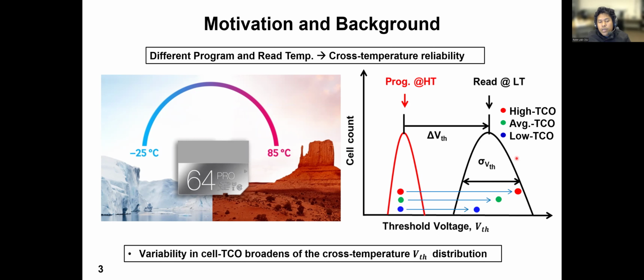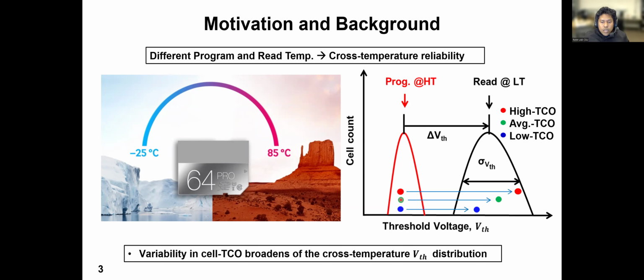So when the sensing temperature changes, the threshold voltage sensed values are different than the ones that were actually programmed. The cells with high temperature coefficient will undergo a very large threshold voltage shift because of this temperature change. And the cells, like these blue cells, will undergo a very small amount of threshold voltage shift. And of course, the green cells will show average behavior.